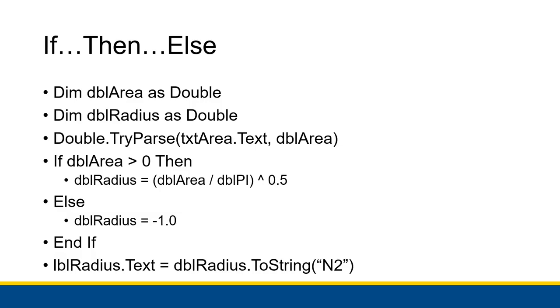Alright, so here is the code for the first pseudocode that I showed, the one where we use -1 as our error message to the user. If the condition is true, we do the calculation for double radius, convert that to a number with 2 decimal points using this conversion string for ToString, and then send that to label radius.txt. If double area is less than or equal to 0, hop down to the else, set that to -1, convert that to a string, correct formatting, and set that to label radius.txt. So that's the first example that I showed.